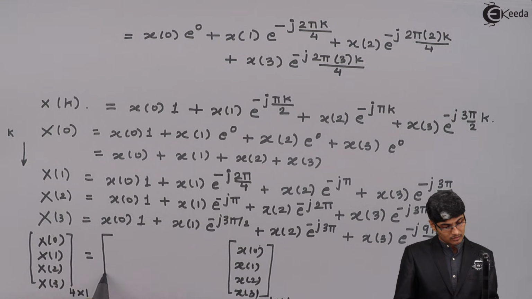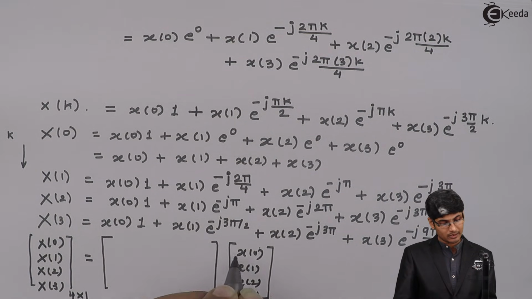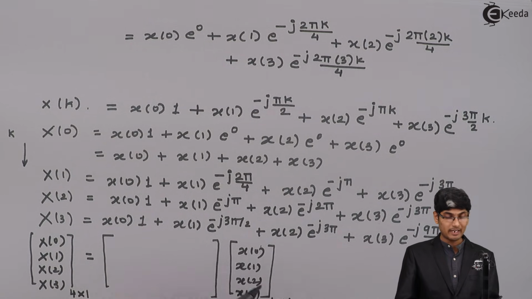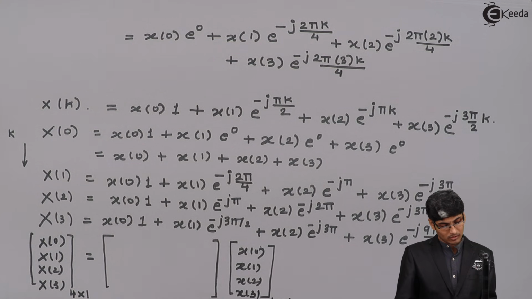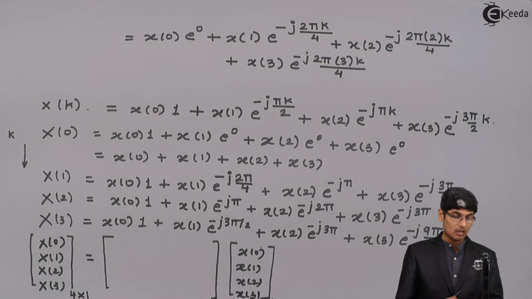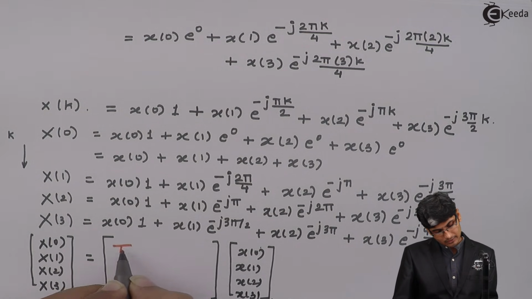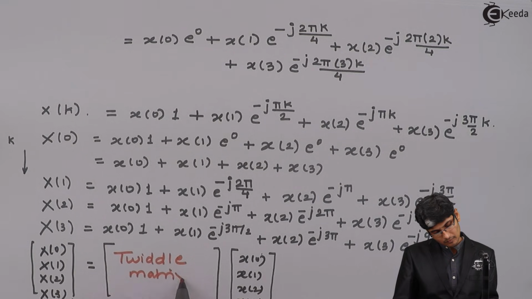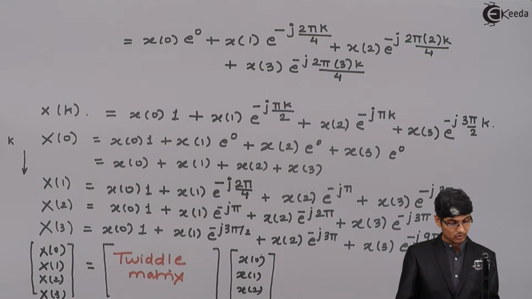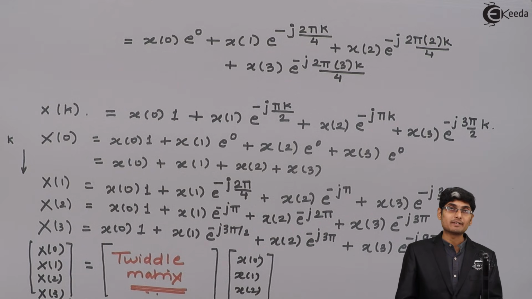Now I have something to multiply with x of n, such that they will produce x of k. So I have a 4 cross 4 matrix, because the inner dimensions of the matrices should match. For that reason, we have to keep a 4 cross 4 matrix. Now this matrix is called the twiddle matrix. So a new term has come into the picture, which we call the twiddle matrix. Now let us see what this twiddle matrix is and how to develop it.